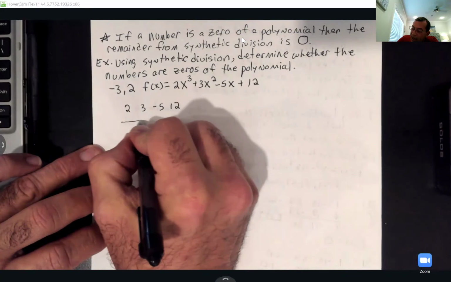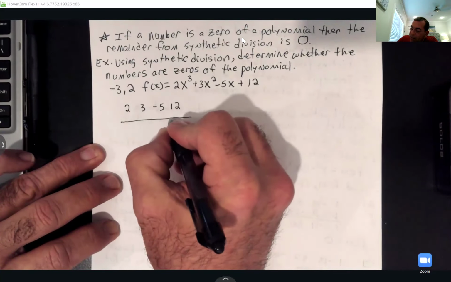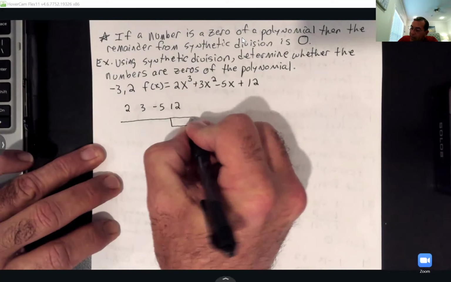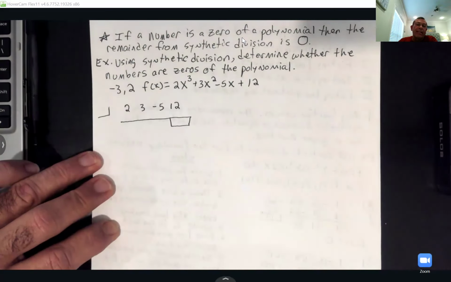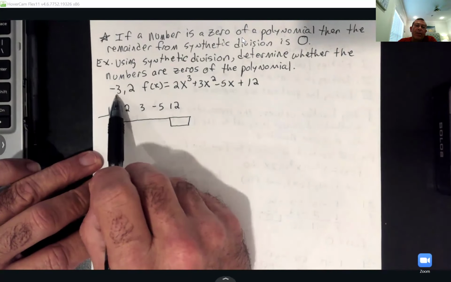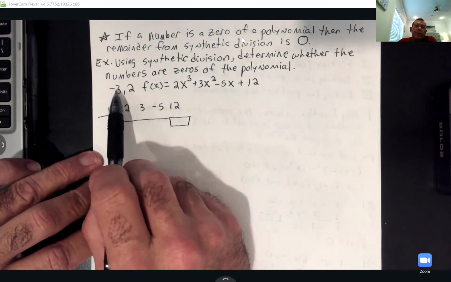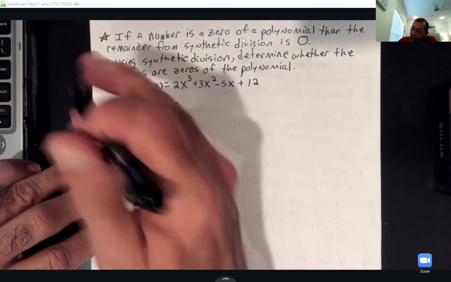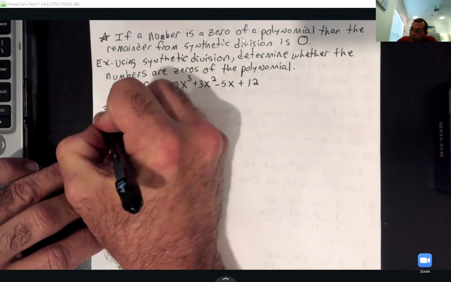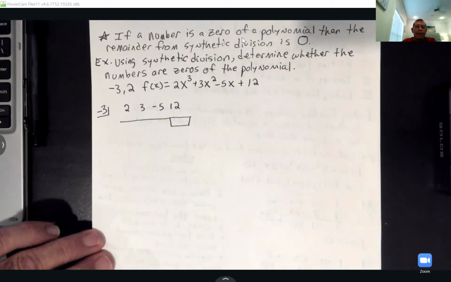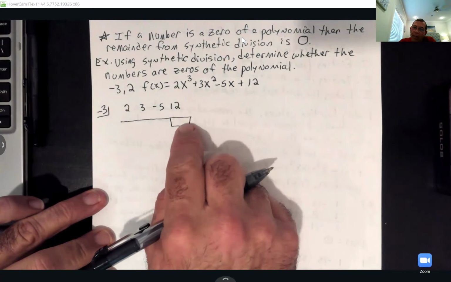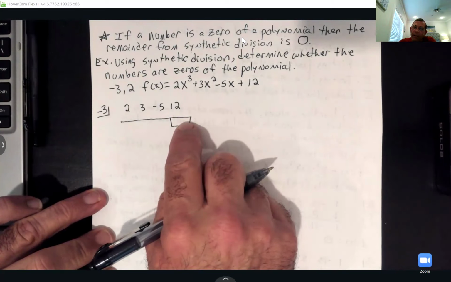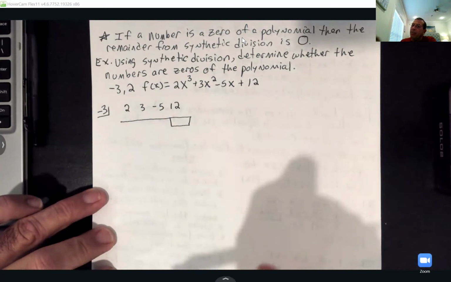Draw our line under it with the box. And then over here will be our C. And C is basically the number we're checking on this one, okay? So the first C I use will be the -3. Now, all I'm looking for is, am I going to get a 0 or not? Okay, 0 is yes. Any other number? No.